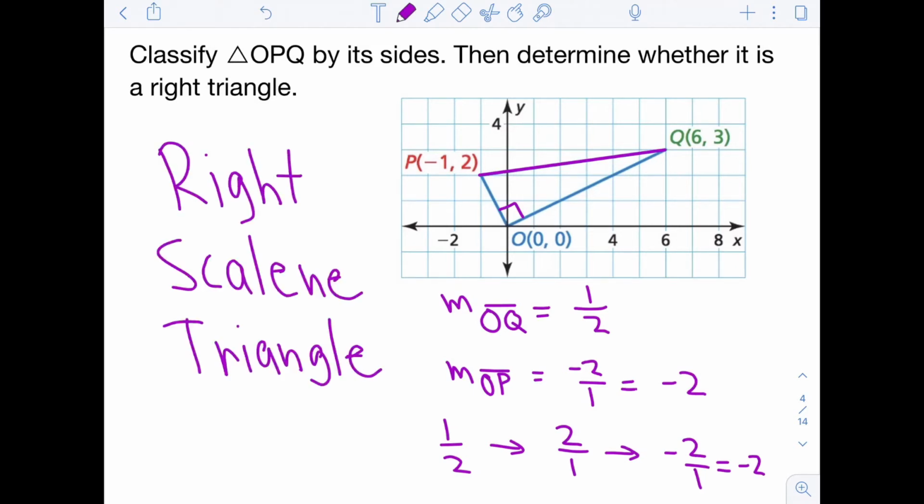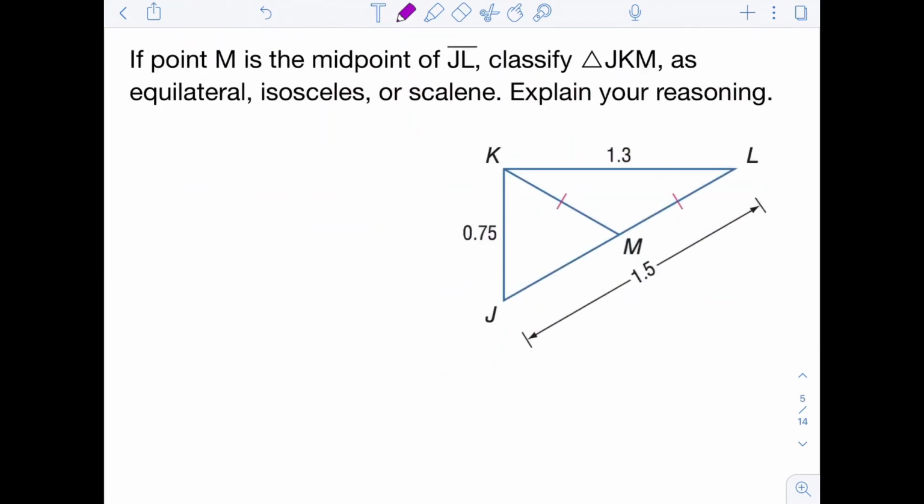So now let's do another example. If point M is the midpoint of segment JL, classify triangle JKM as equilateral, isosceles, or scalene. Explain your reasoning. So triangle JKM is right here, and we have the length of one segment, and we need to figure out the length of the other two segments so we can classify it.